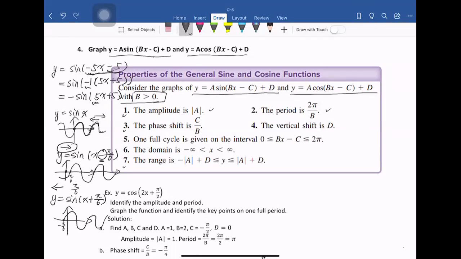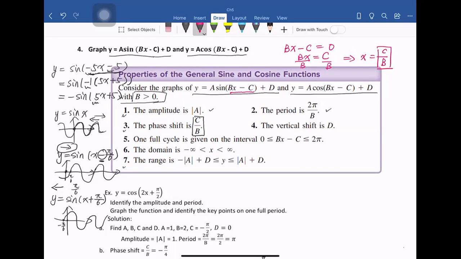So let's see how to find the phase shift. They gave you that the phase shift is c over b. I can also use the expression inside the parentheses. So bx minus c, I set bx minus c equals 0, and then add c to both sides. I have bx equals c, and divide by b on both sides. So x equals c over b. This is the phase shift.